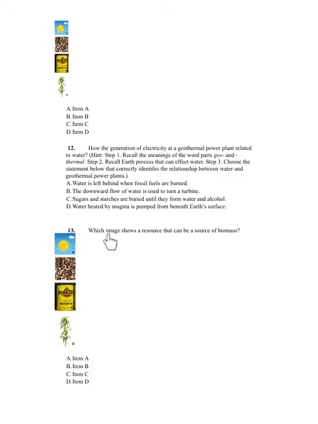Number 13. Which image shows a resource that can be a source of biomass? A. Item A, B. Item B, C. Item C, and D. Item D.